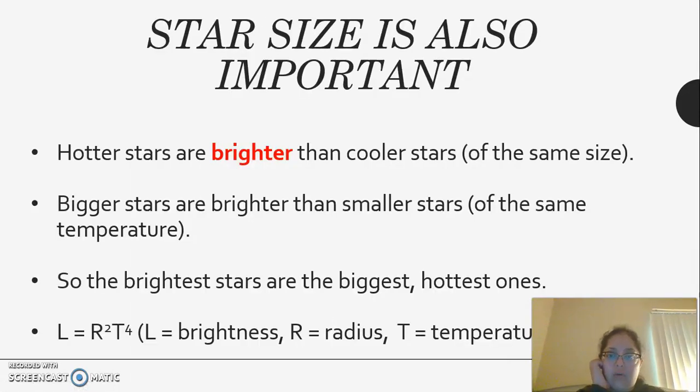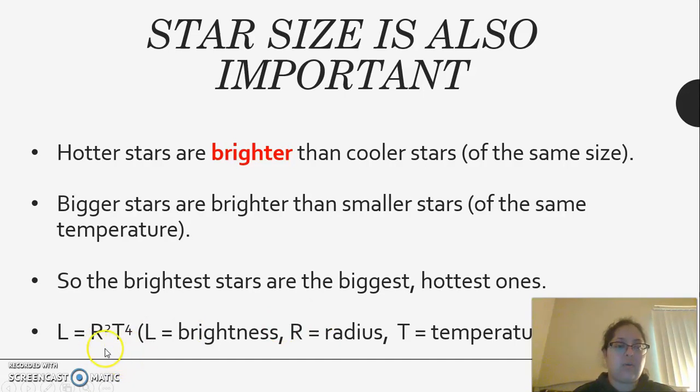So star size is also really important. Hotter stars are brighter than cooler stars of the same size, and bigger stars are brighter than smaller stars of the same temperature. So if you have two stars and they're the same temperature, like they're both 5,000 Kelvin, the one that's bigger is going to be brighter. So the brightest stars are the biggest, hottest stars.